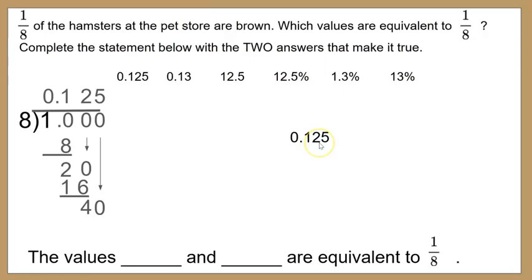So now we need to make sure that we can change that to a percent. Remember, when we change to a percent, we want to get it out of 100. So we can do that by multiplying by 100. And remember, we talked about multiplying by 100 moves that decimal place 2 places to the right. So my decimal would be placed between the 2 and the 5. And we would end up with 12.5%. So we've found our values. 125 thousandths as a decimal and 12.5% or 12 5/10% are equivalent to 1/8.